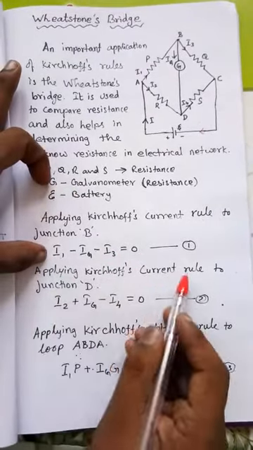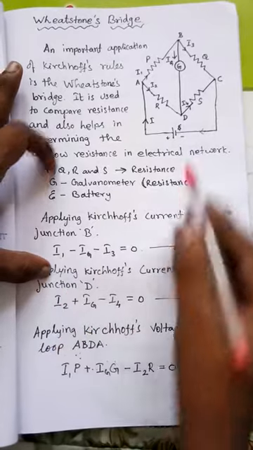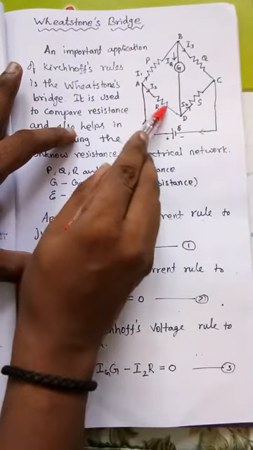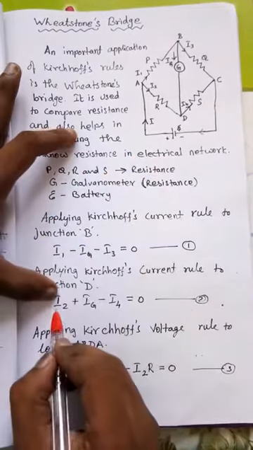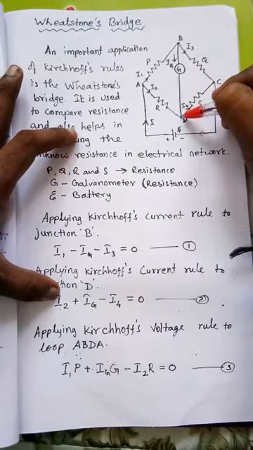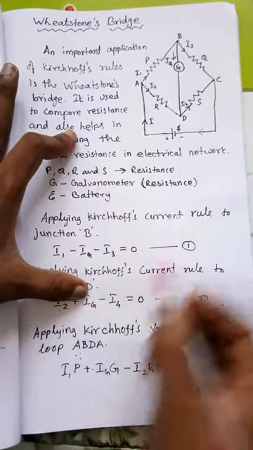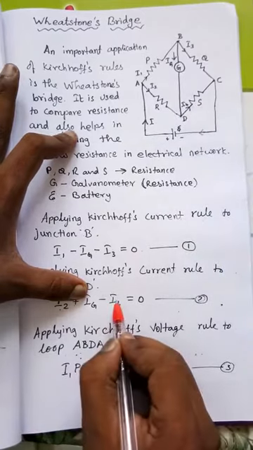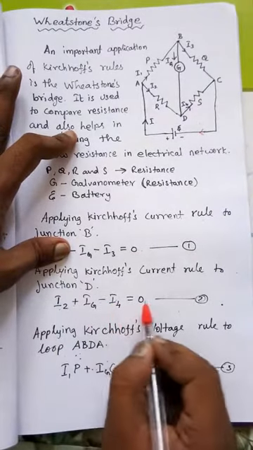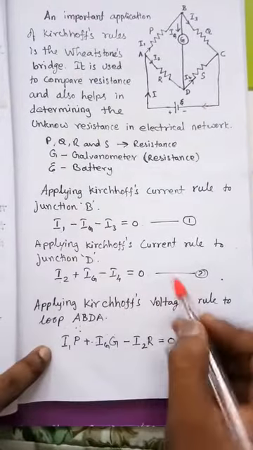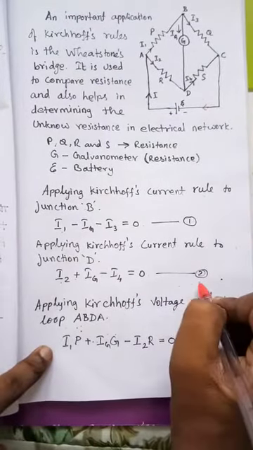Now apply the same Kirchhoff current rule at junction D. The I2 current passes through junction D, so take I2. IG is also moving towards D, so take plus IG. But I4 is moving away from junction D, so minus I4. So from the first rule, the sum of the currents is equal to 0. Take this as equation number 1, and this as equation number 2.